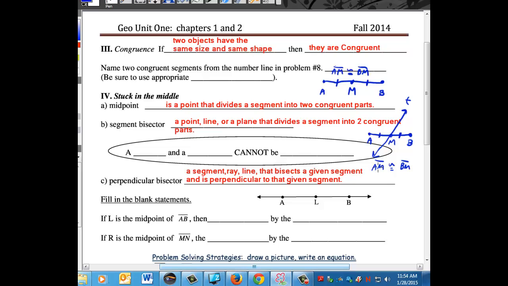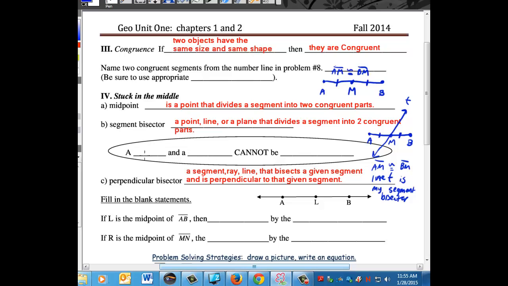Okay, and so I can say that line T is my segment bisector. Okay, so line T will act as the segment bisector. AB is not the segment bisector. AB is the segment that got bisected. Okay, but line T is the segment bisector.